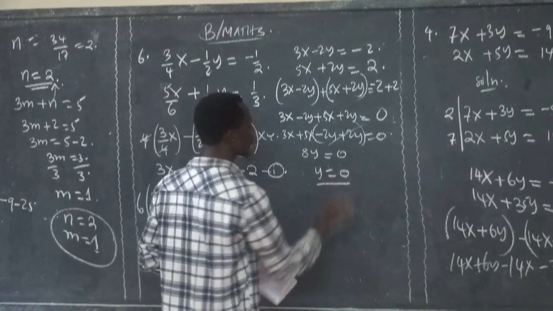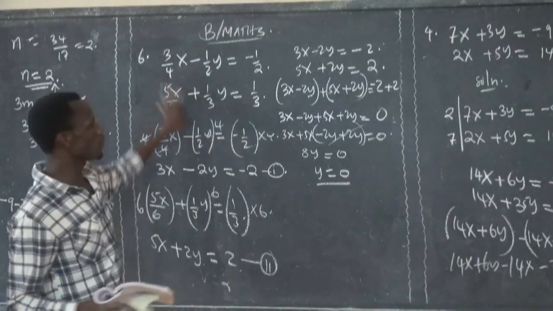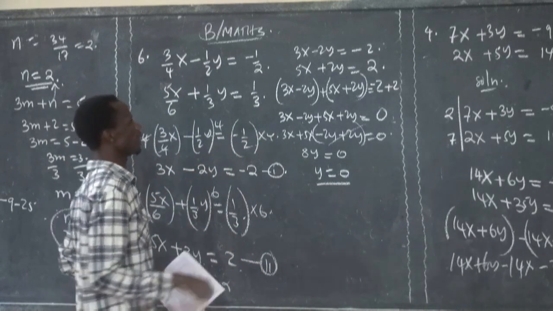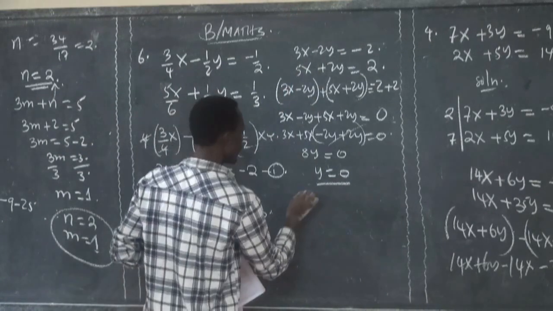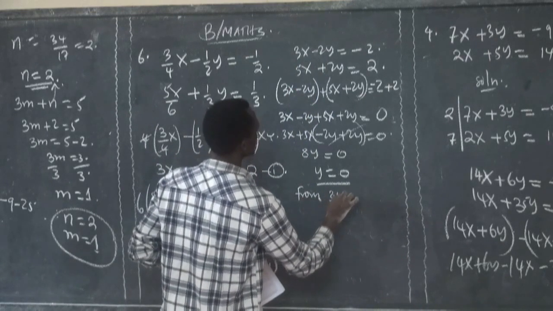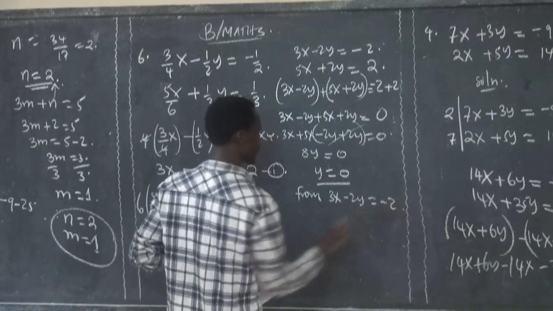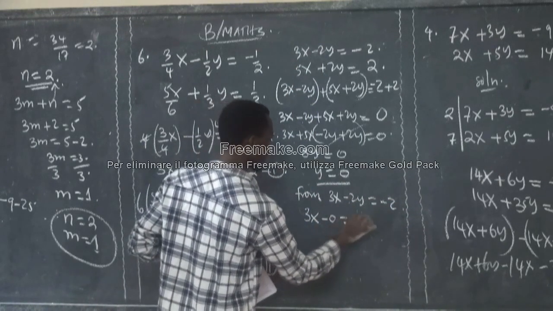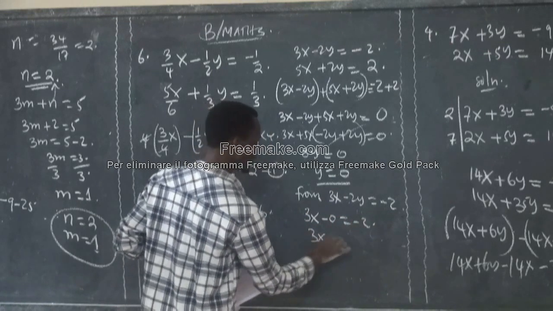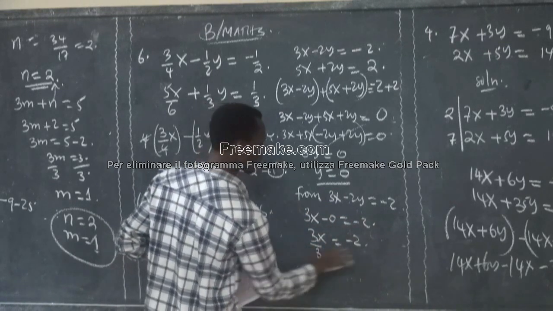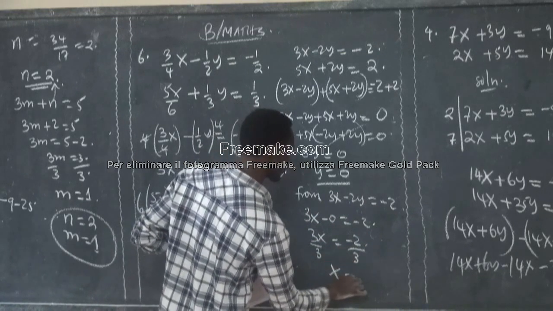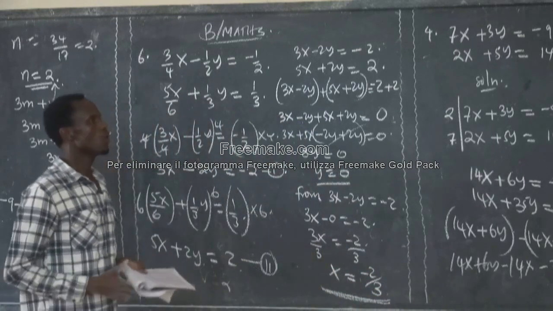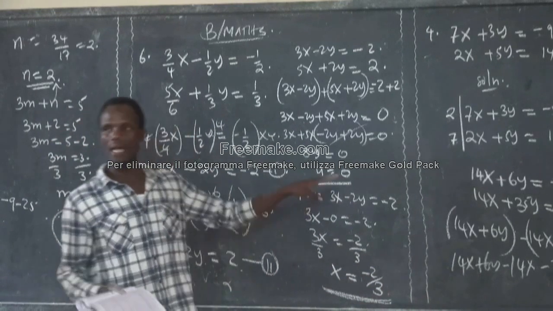Now, if now y is equal to 0, you take one of the equations. From maybe this one, you have 3x minus 2y is equal to negative 2. Remember here, y is 0. Now you have 3x minus 0 is equal to negative 2. Then 3x is equal to negative 2. You divide by 3, you divide by 3. Now x is equal to negative 2 over 3. And y is equal to 0.